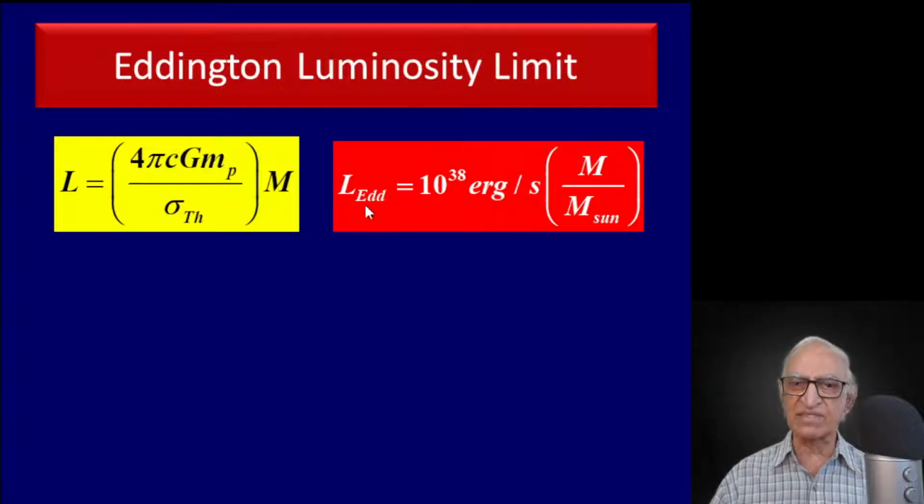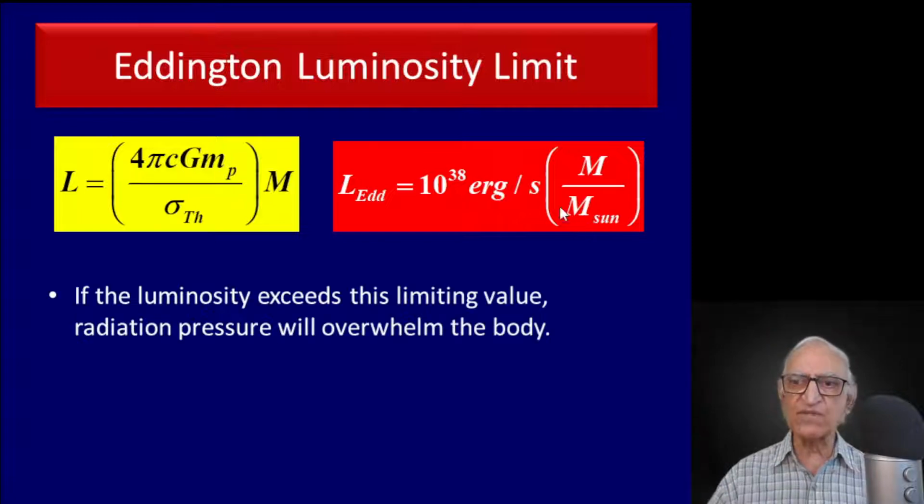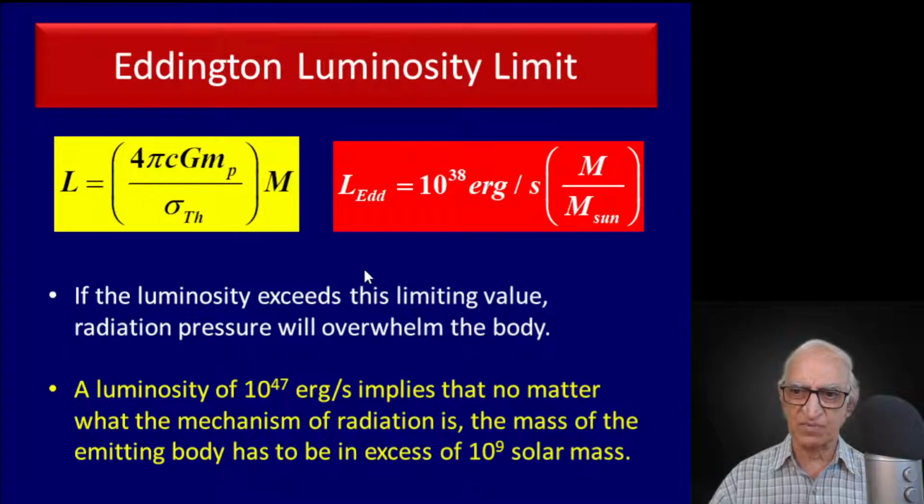And that maximum luminosity of a star of mass m is given by this formula: L Eddington is 10^38 ergs per second times the mass of the object divided by the mass of the sun. I have chosen to write it in units of the mass of the sun. If the luminosity of a star, any body, were to exceed this limiting value, then the radiation pressure will overwhelm gravity and the object will be disrupted.